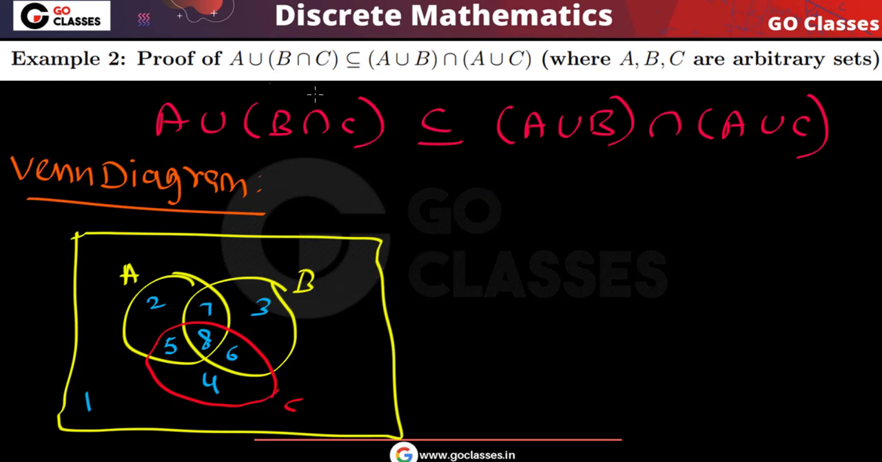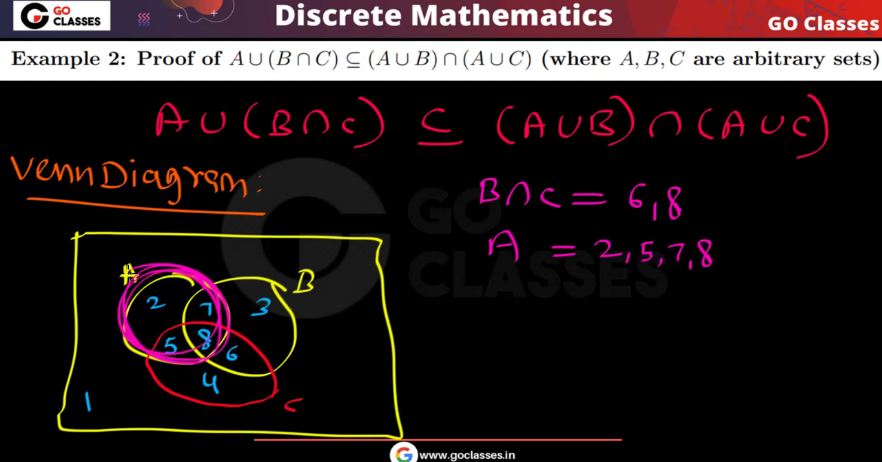Now from this, what is this area? B intersection C, the common area of B comma C. The common area of B and C is 6 comma 8. So this 6 comma 8 is the area of B intersection C. What is the area of A? The area of A is 2578. This is the area of A.